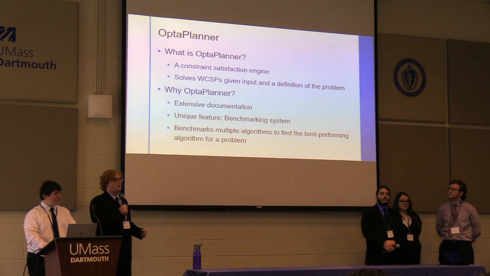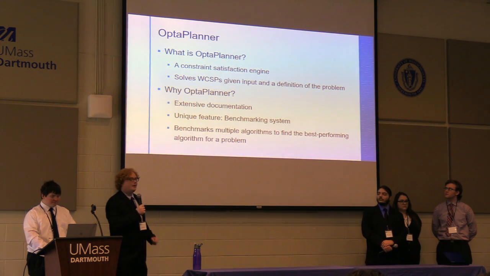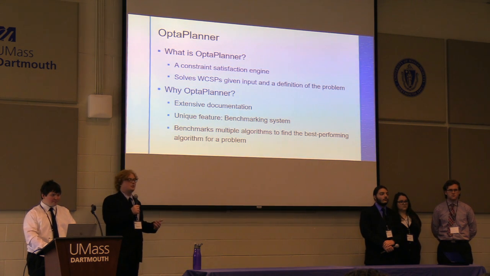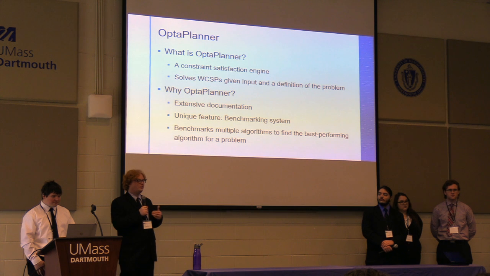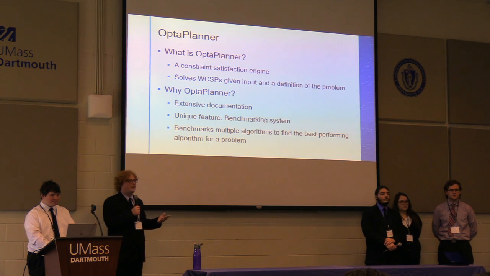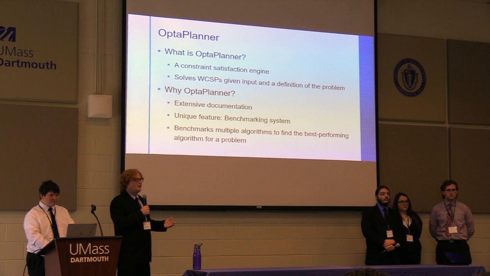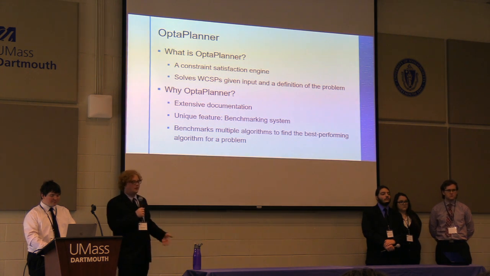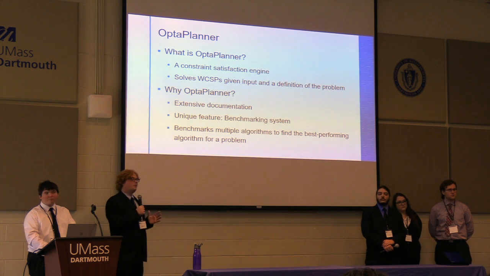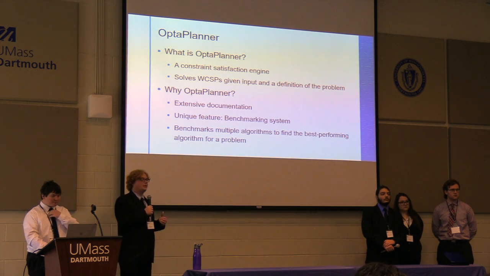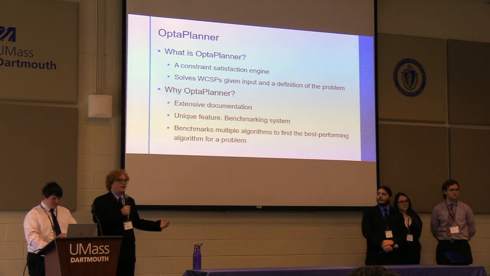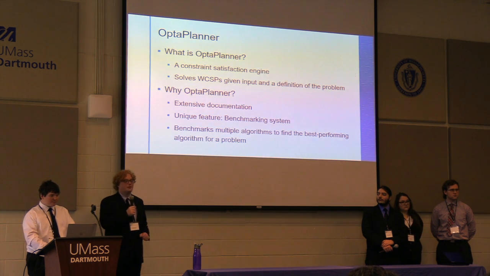To help us solve this problem, we use a library called OptaPlanner. OptaPlanner is a constraint satisfaction engine, meaning that it can solve the problem that we're trying to solve given an input set and a definition of the problem. We chose OptaPlanner because it has extensive documentation, meaning that we can learn it quickly and use it quickly. And it also has what's called a benchmarking system, meaning we can run our problem against multiple algorithms and choose the one that solves it the fastest. So it wasn't fast enough before, now it's even faster.